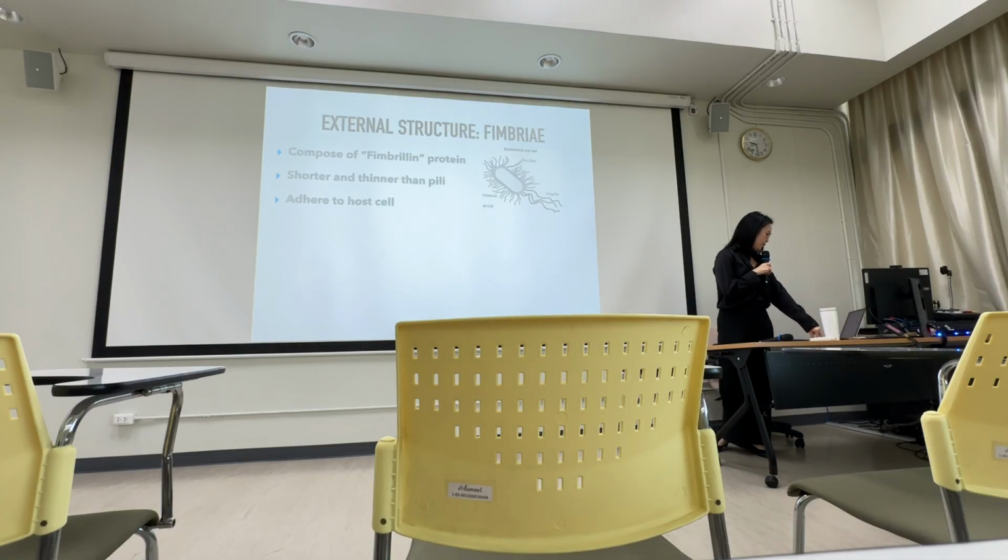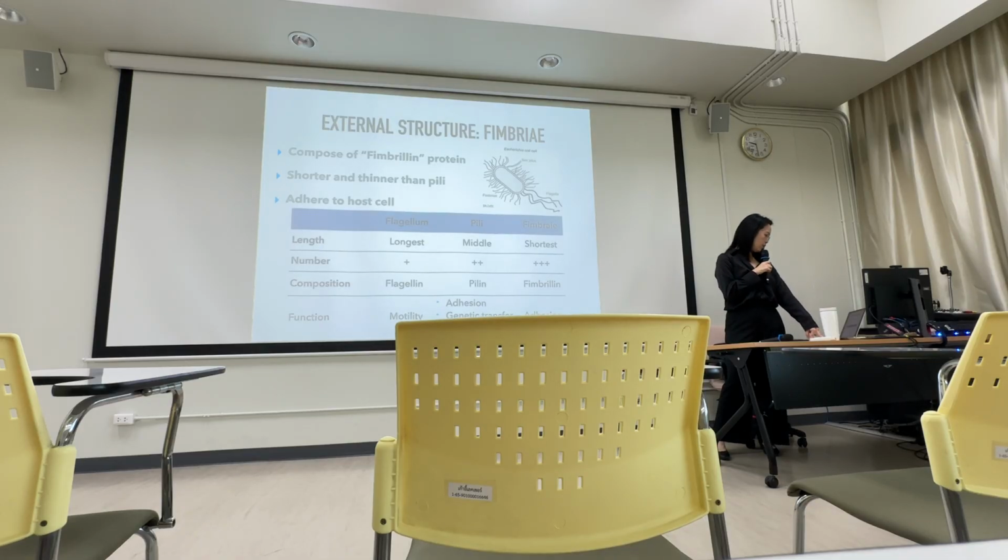The last one is fimbria. Fimbria are composed of a protein that we call fimbrin. It's the smallest and the thinnest one when we compare it to the flagellum and pili. Its function is only to adhere to host cells. And this lower table is used for comparing the differences between flagellum, pili, and fimbriae.